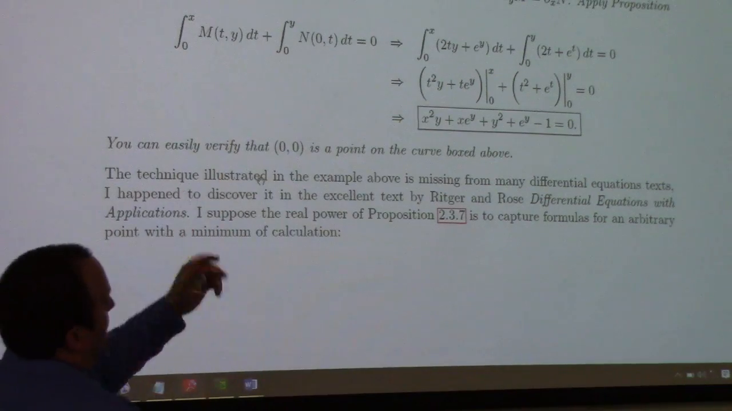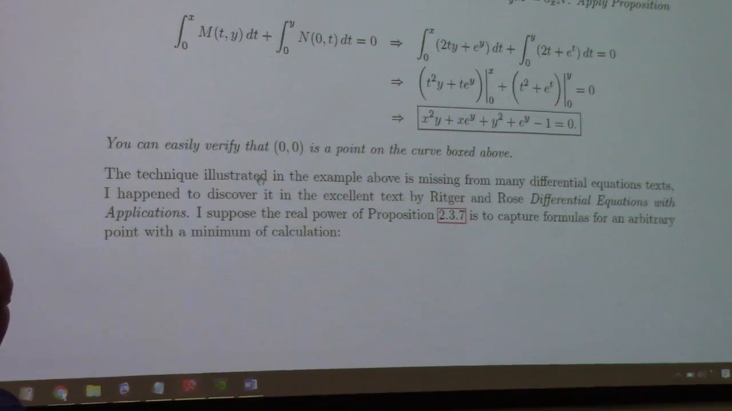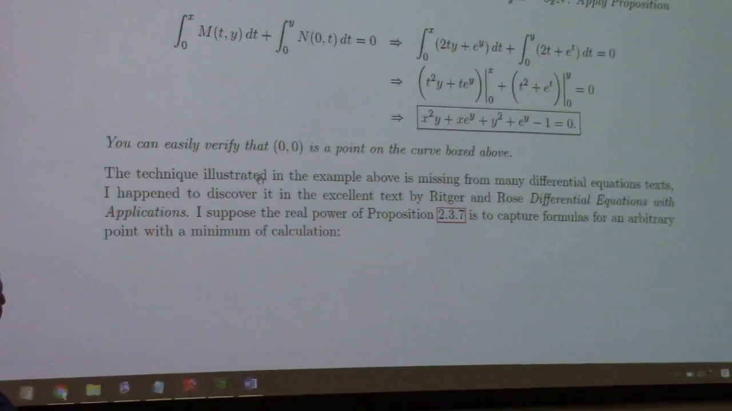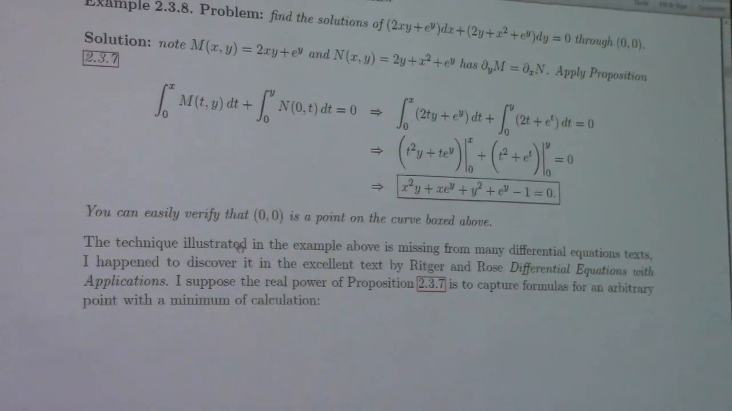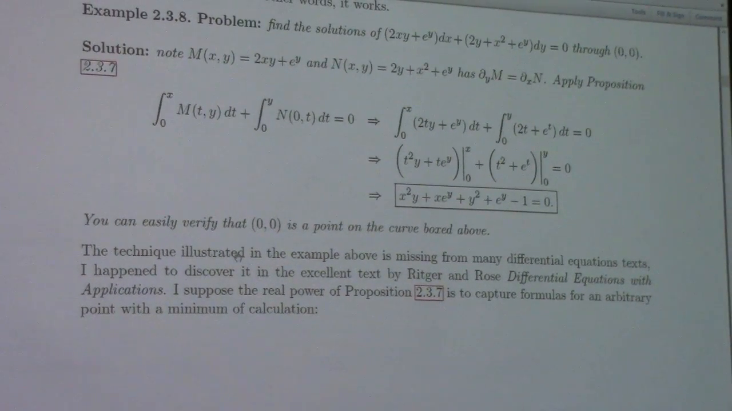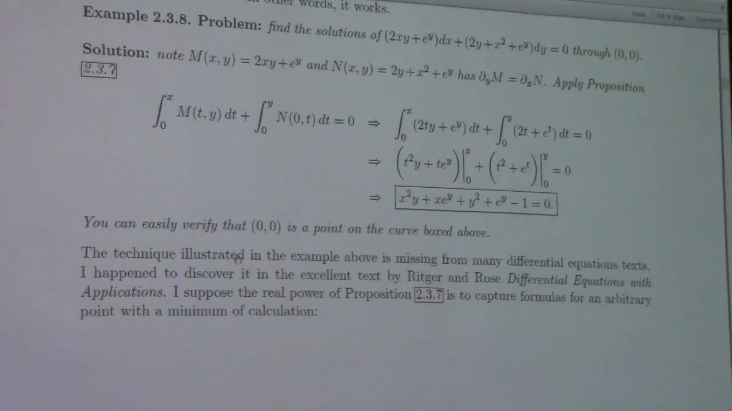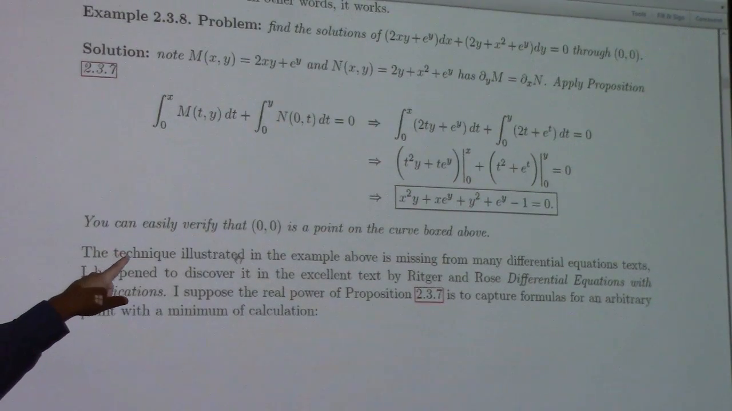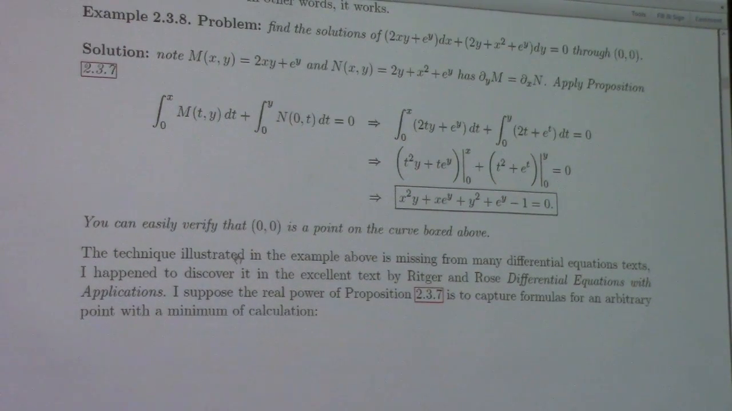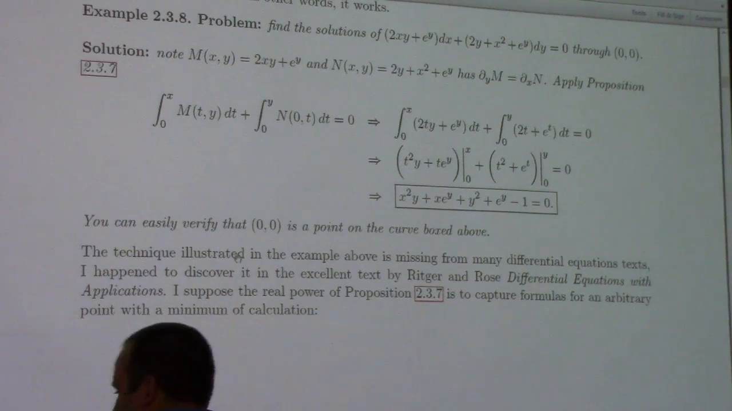But here's an example of how to apply this dreadful beast. It's actually not a dreadful beast. There are other things that we should call dreadful beasts. This is not one of them. Sorry, I digress.